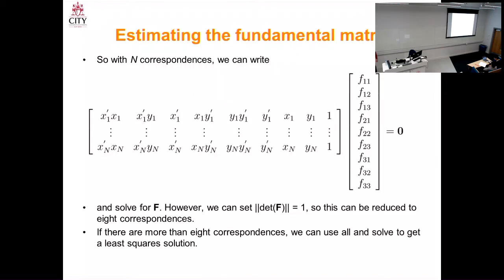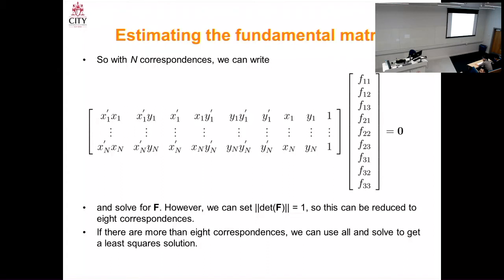But the thing is there are 9 of these parameters in the matrix. So if you want to be precise, you need to have at least 9 correspondences in order to estimate the fundamental matrix. Actually, you can set the determinant of the matrix to 1, so you can reduce that to 8 correspondences. Now, if you have loads and loads of correspondences, it's not a problem to put them in this formulation. Here's my first correspondence, here's my second correspondence, and so on until I have n correspondences. It could be 20 or 100, that's fine.